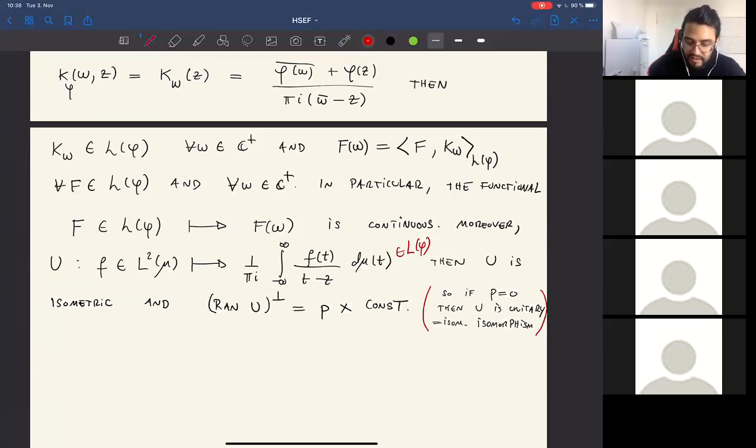Okay, so basically this is saying that if P is 0, then the space L2 mu and the L phi space are exactly the same. I mean, two separable Hilbert spaces being the same is kind of obvious, since every separable Hilbert space is the same as any other one. But the interesting thing is the map that takes one space to the other and preserves the norm. Okay. Any question on the statement here?